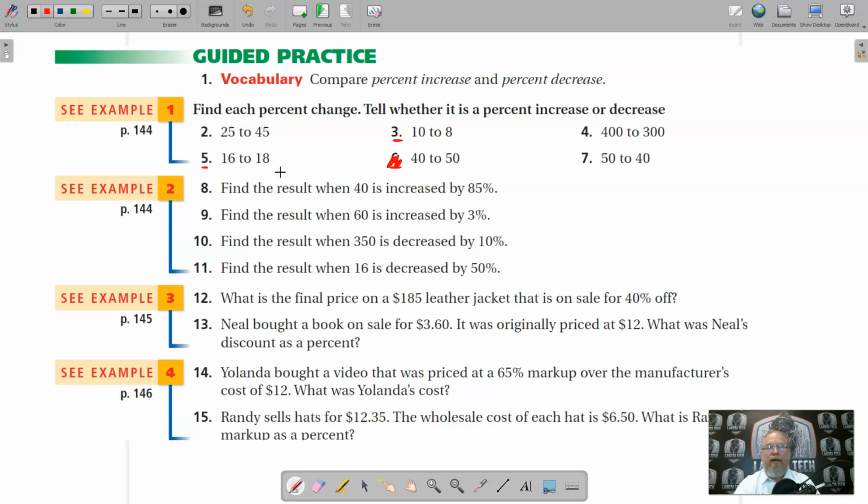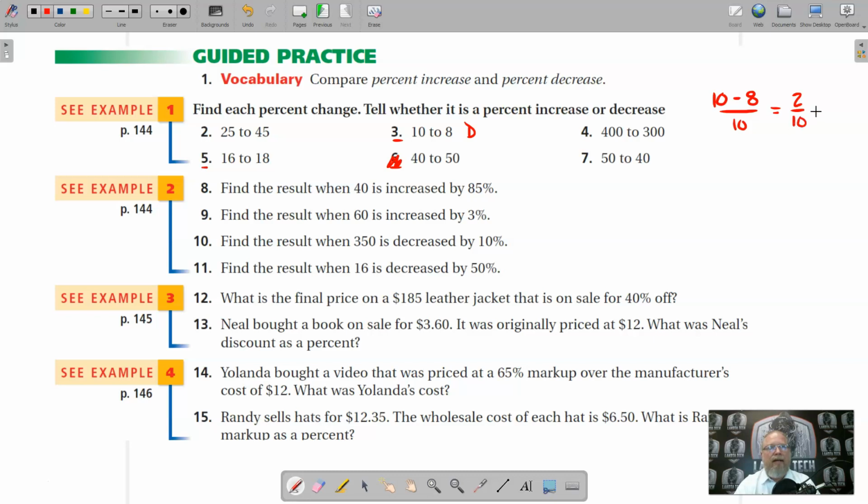So we'll do 1 increase, 1 decrease. So 10 to 8. This is a decrease, right? Now, in order to get a positive number, we're going to have to do 10 minus 8. We're going to divide that by the original amount. Well, we're starting with 10, so that's our original amount. So 10 minus 8 is 2.